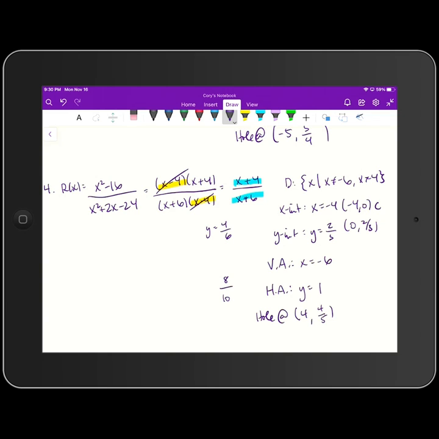Okay? And that'll give you right there everything that you need to be able to know in order to sketch the graphs of rational functions. So you have to have a really good understanding of these properties to be able to graph those rational functions.